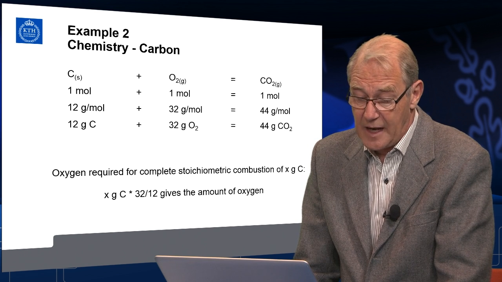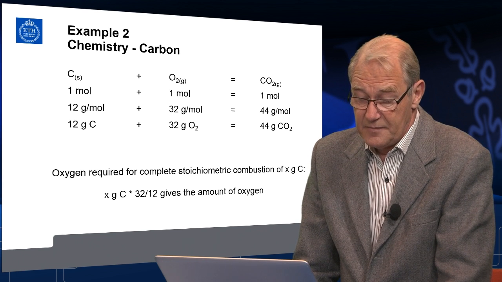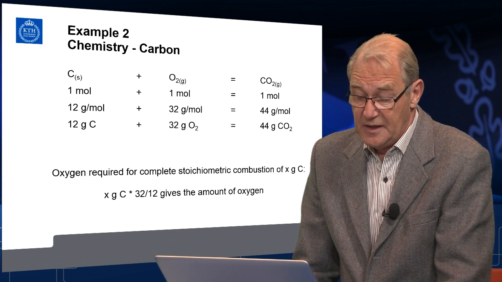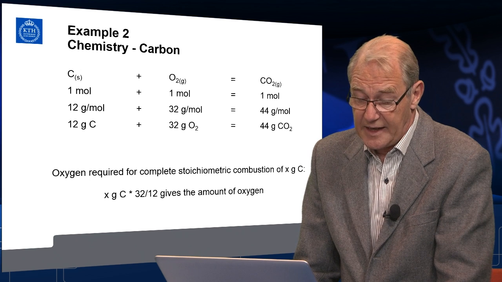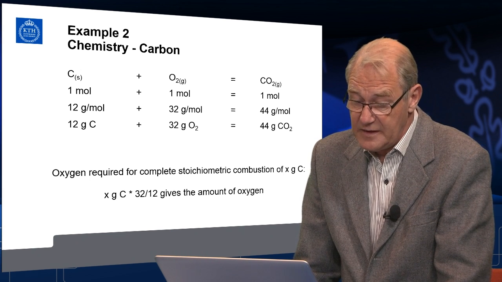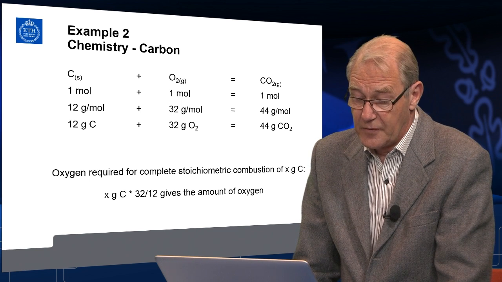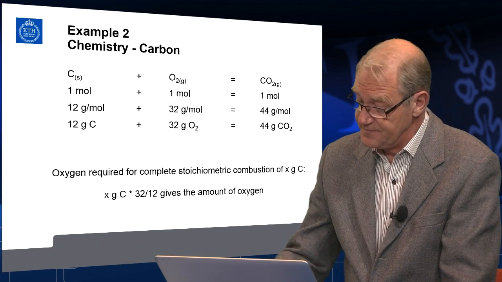multiply with the amount of carbon present in the biomass. So you see the X gram carbon multiplied by 32/12, which will be the amount of oxygen needed for stoichiometric combustion.